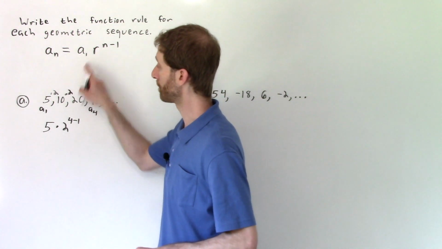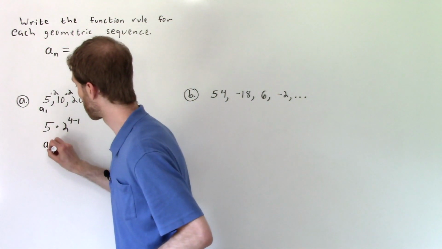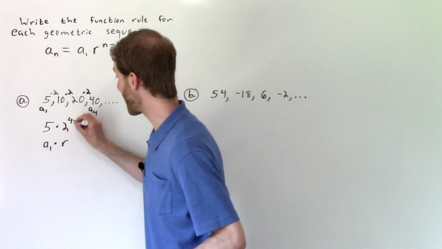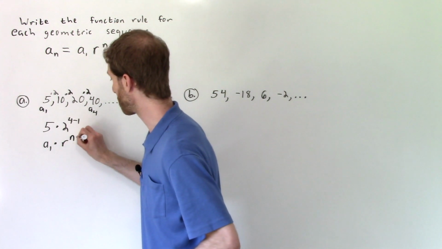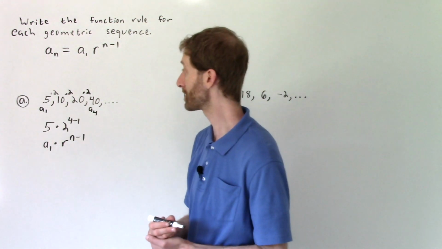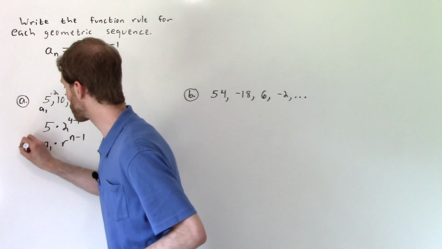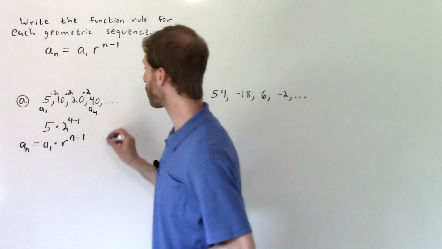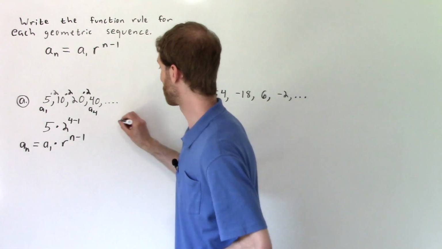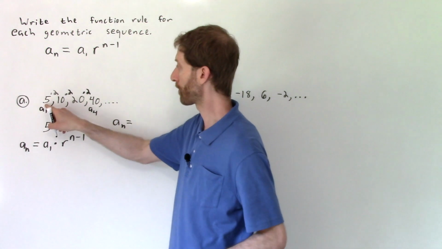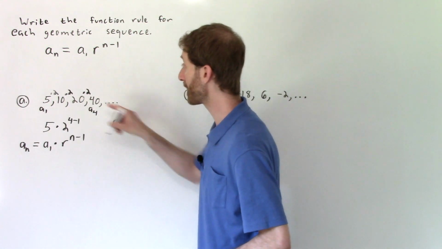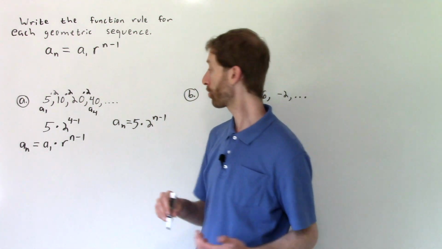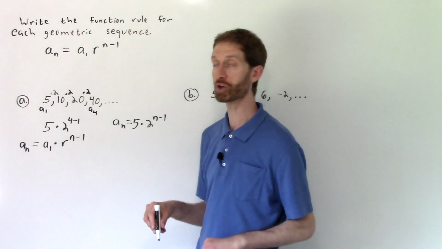Now take a look at the model. A sub 1 times, it's getting exciting, r to the n, whatever term you're at, minus 1. Minus 1 giving the number of spaces. And that will give you whatever term we wanted. In this case, it would have been a sub 4. That's it. So our overall rule in general is a sub n equals our first term, which is 5, times r, which is 2, to the n minus 1. That will be our rule because then we can get any nth term, and I'll show you how.